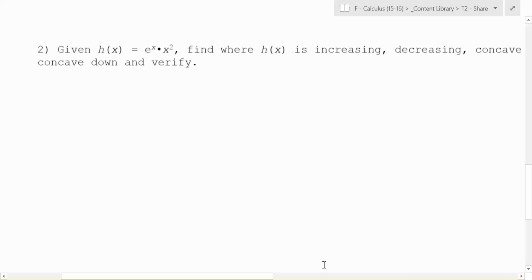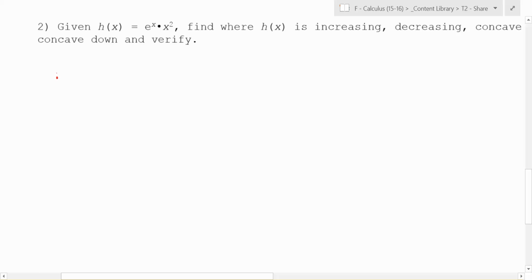Okay. You guys have done a bunch of this work, and you can help me out. Have we done it before where we found where a function is increasing and decreasing? Yes. Have we before found where a function is concave up and concave down? Yes, we have. So ready? We're going to do it now. So h of x. What did you find out h prime was? It was e to the x times 2x plus e to the x times x squared.